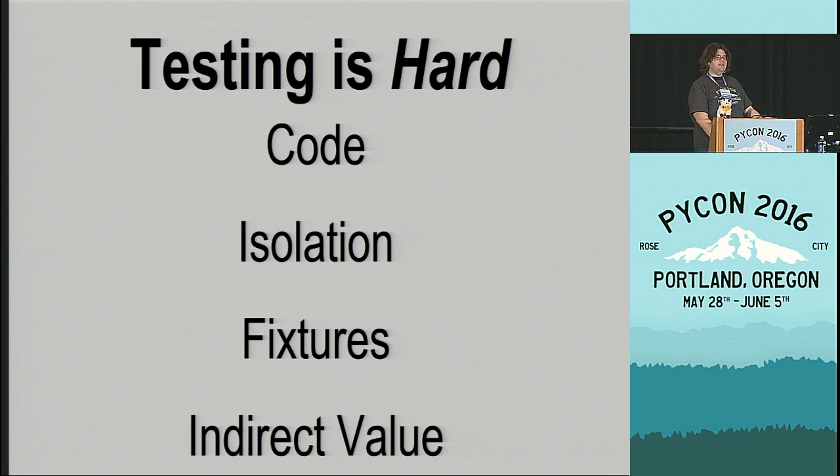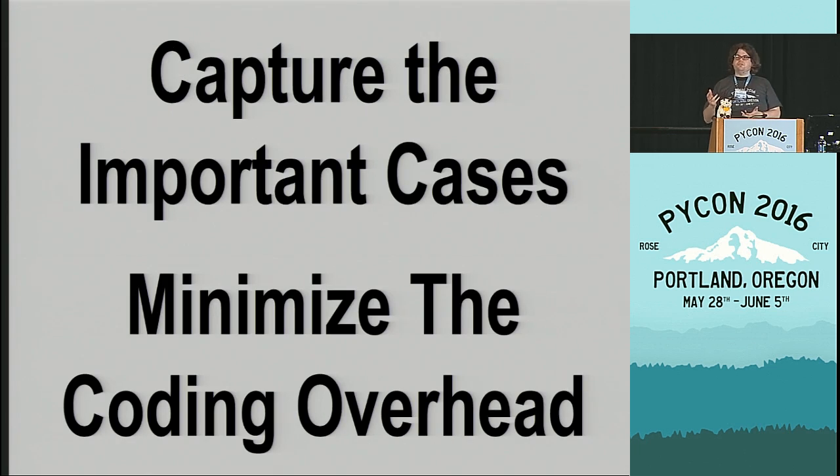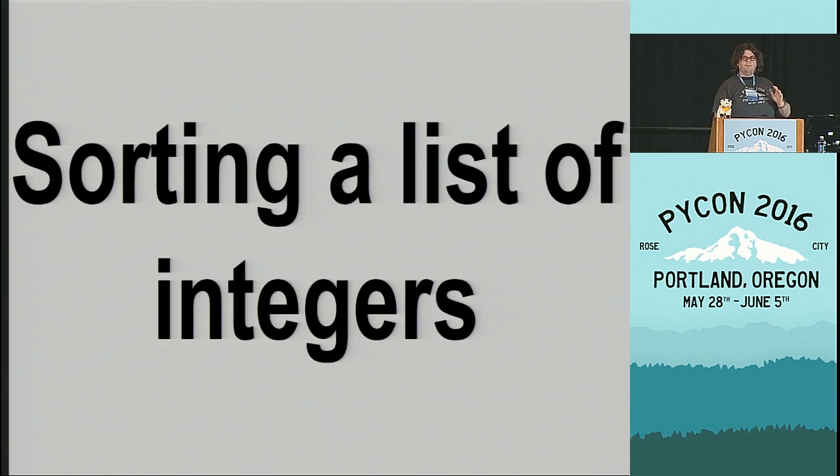But I think the key is that when writing tests, we want to capture the important cases and minimize the coding overhead. And this is a bit of an easy thing to say, right? We want to minimize how much work it is to test it, but we want to maximize the amount of coverage. And there is a tool that can help with that. And that's property-based testing.